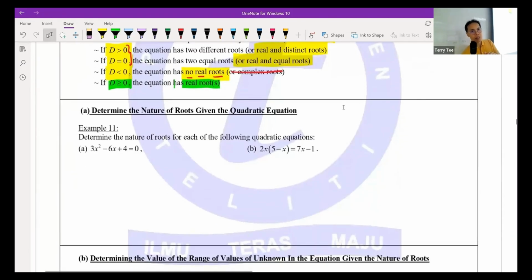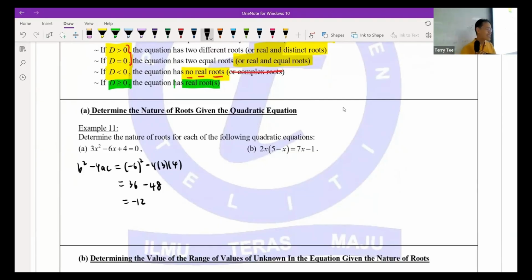Let's look at example 11. Yeah, let's do our b squared minus 4ac. My b is -6, squared, a is 3, c is 4. So this will be 36 minus, okay, this is 12, right? 12 times 4 is 48, -12. Okay, the value is not important.